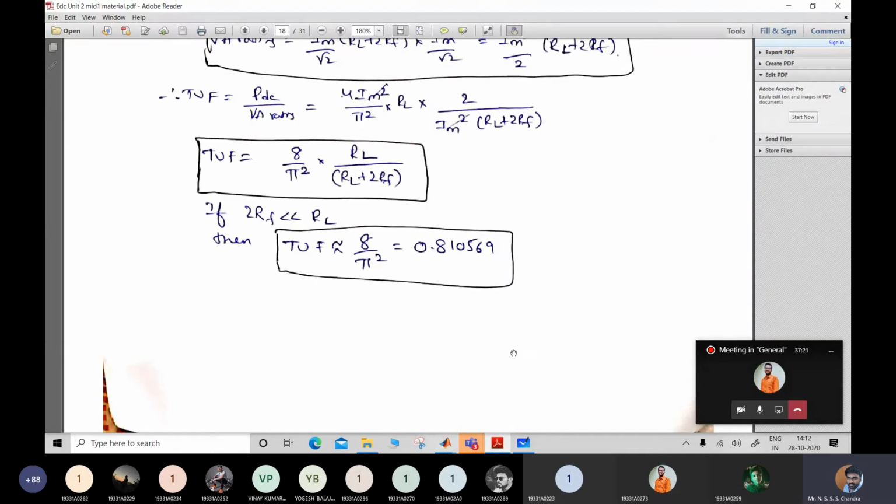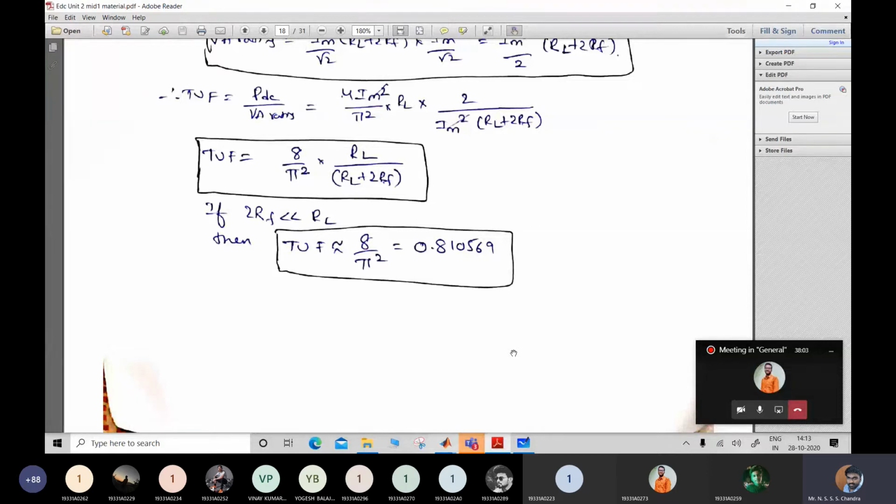So what we have determined are the 10 terms. What are the 10 terms we have derived? We have derived the IDC value, the VDC value, the IRMS value, the VRMS value, then form factor, peak factor, peak inverse voltage, ripple factor gamma, rectifier efficiency eta, and finally the transformer utilization factor. So we are deriving almost 10 different terms when we analyze the circuit and write the parameters of the rectifier.